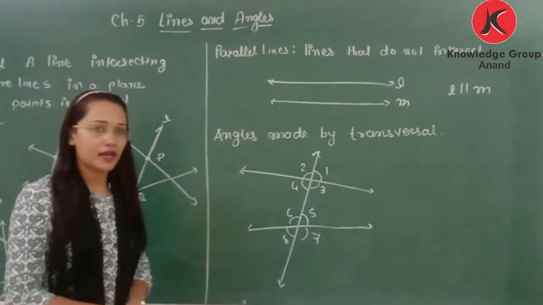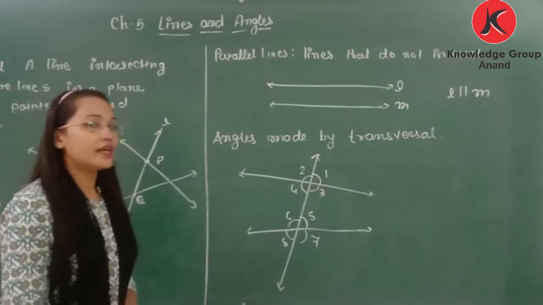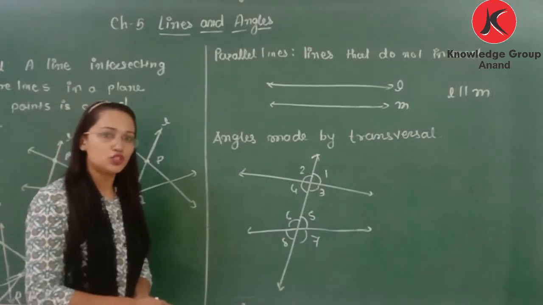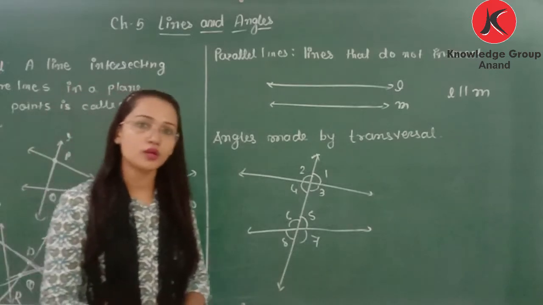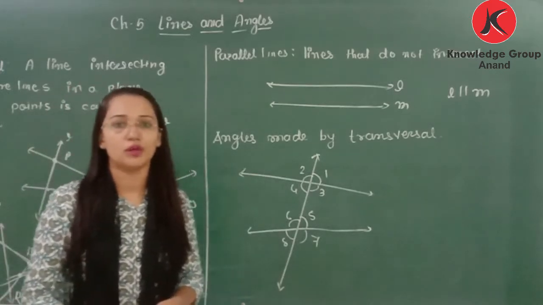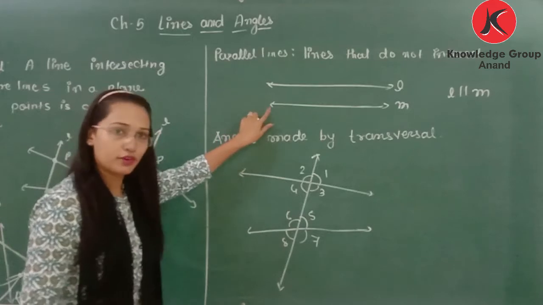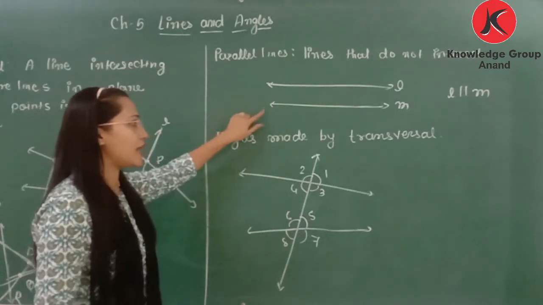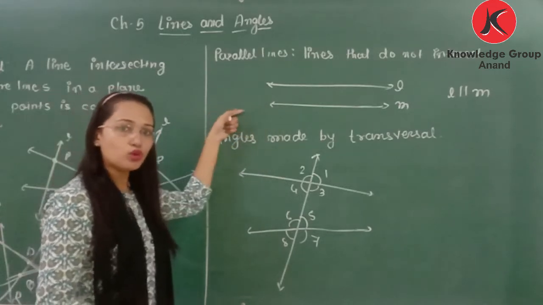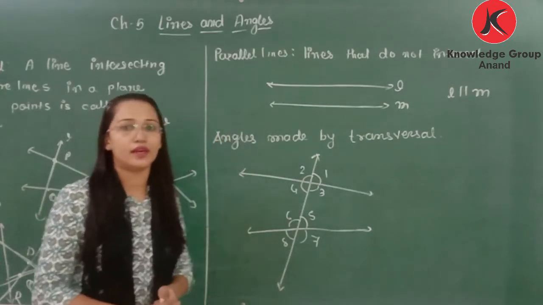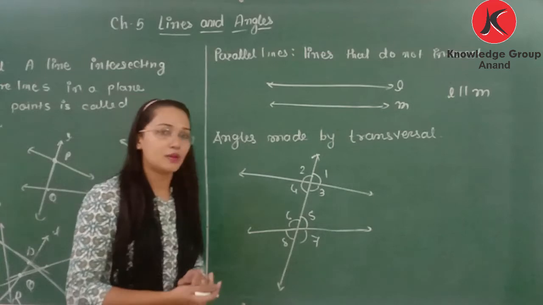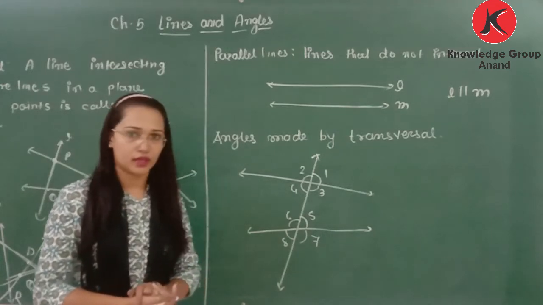Now what is a parallel line? Parallel lines are lines that do not meet each other. If any two lines or three lines do not meet each other, then they are called parallel lines. If we draw this kind of figure and extend these lines L and N in both directions, they do not meet. That's why they are called parallel lines. A best example to understand parallel lines is a railway track.